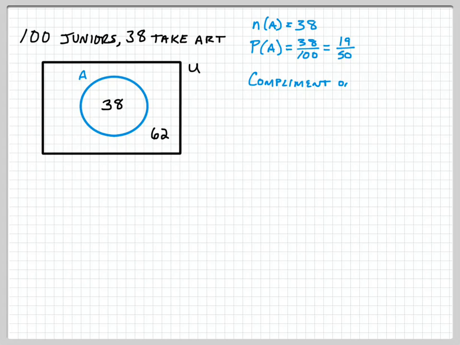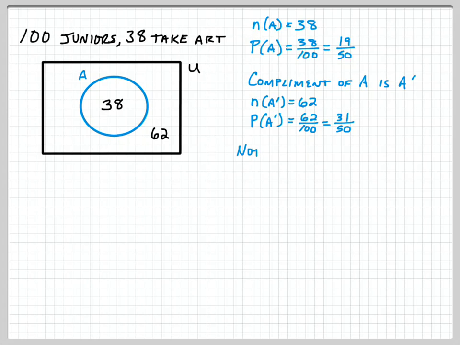The complement of A, or taking art, is not taking art. So we say that with the notation of A prime, with a little, almost like an apostrophe next to the letter that you're talking about. So the complement of A is A prime, and that's 62. So 62 people are not taking art. So N of A prime is 62, so what's the probability of people not taking art? Well, that's 62 out of 100, or 31 out of 50.